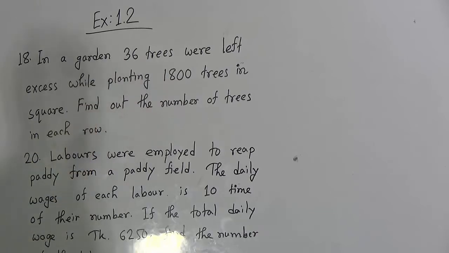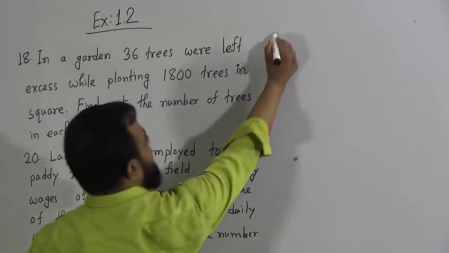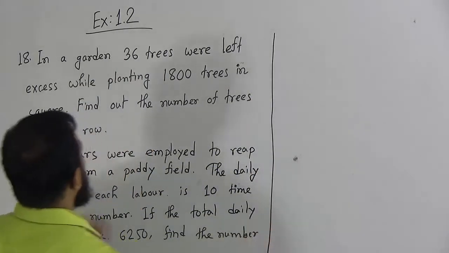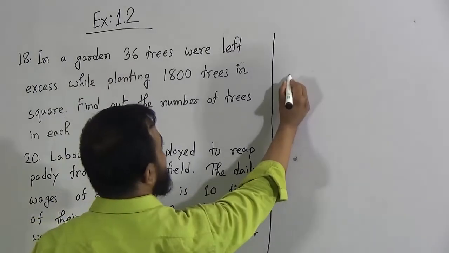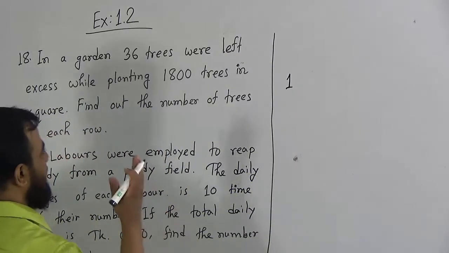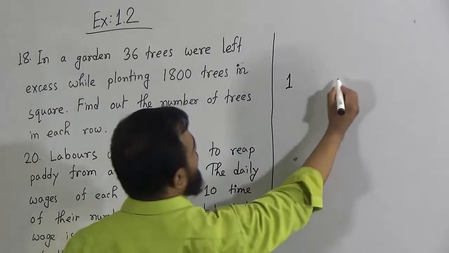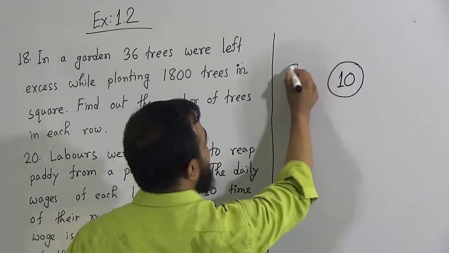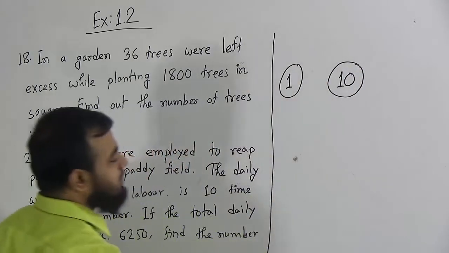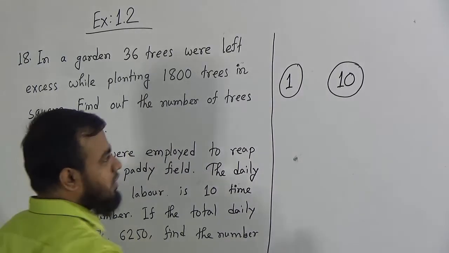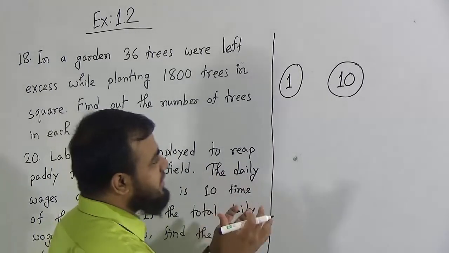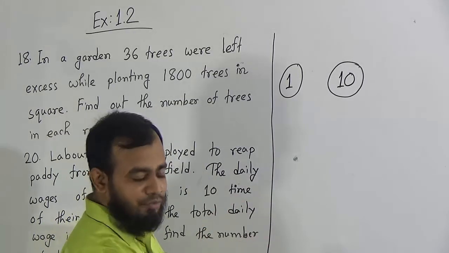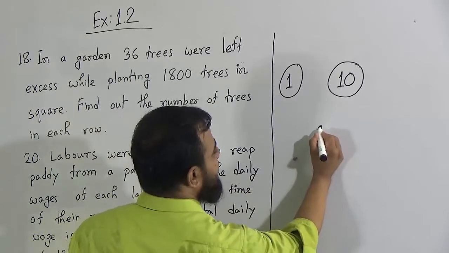First of all, suppose the numbers are small, like this one. Suppose one tree is remaining, in excess, and the total number of trees is 10. Suppose the number of trees is 10 and the remaining number of trees is only 1, when we are arranging the trees in a square form. Now put them in a square form.